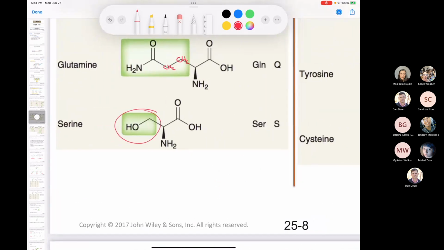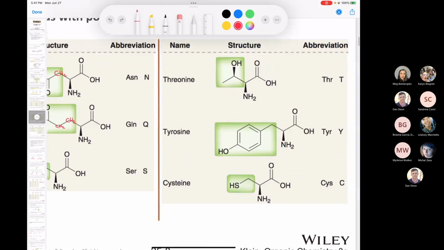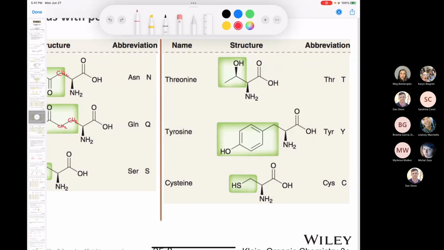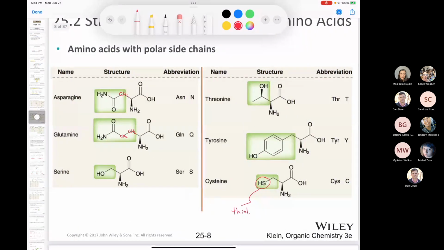Serine, obviously this is polar. It's got a hydroxyl group right on it. Nobody argue with me on that, hydroxyl is polar. Same thing with threonine. It also has a hydroxyl. Tyrosine has a hydroxyl on it. And cysteine has a thiol. So remember, the sulfur analog of an alcohol is called a thiol. So cysteine is also considered to be polar. Again, we have all their 3-letter abbreviations and their 1-letter abbreviations. Okay, so we've covered nonpolar and polar side chains.